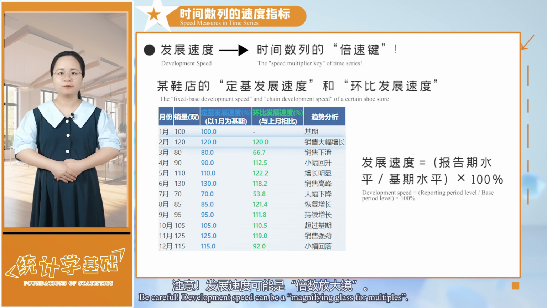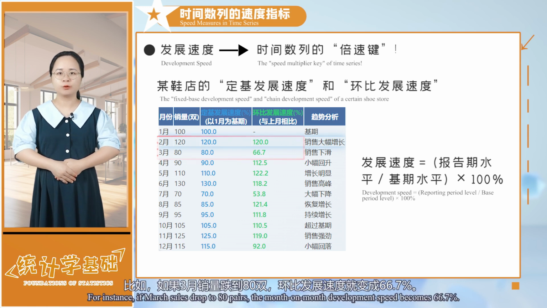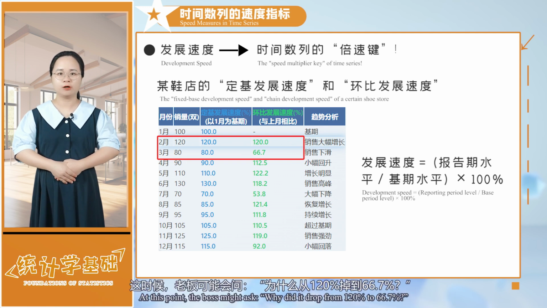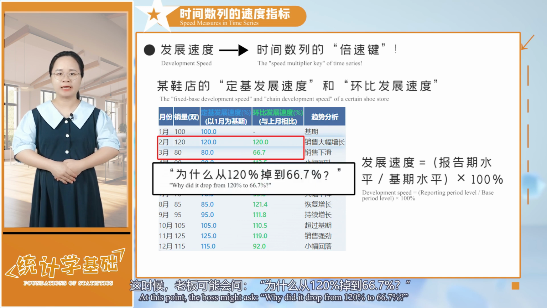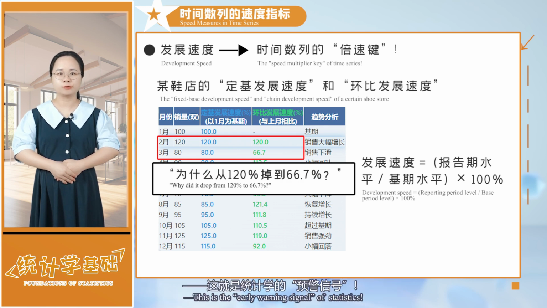Be careful, development speed can be a magnifying glass for multiples. For instance, if sales drop to 80 pairs, the month-on-month development speed becomes 66.7%. At this point, the boss might ask, why did it drop from 120% to 66.7%? This is the early warning signal of statistics.